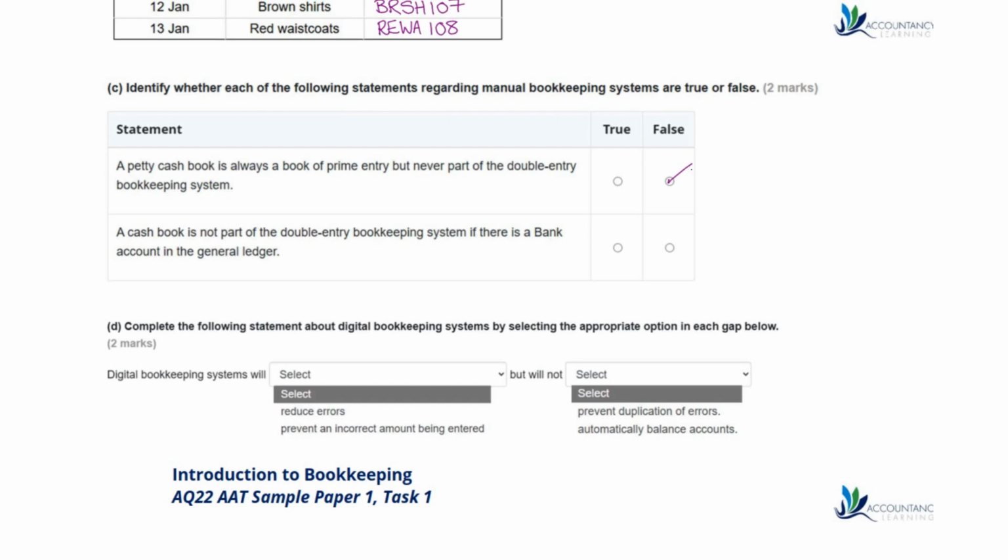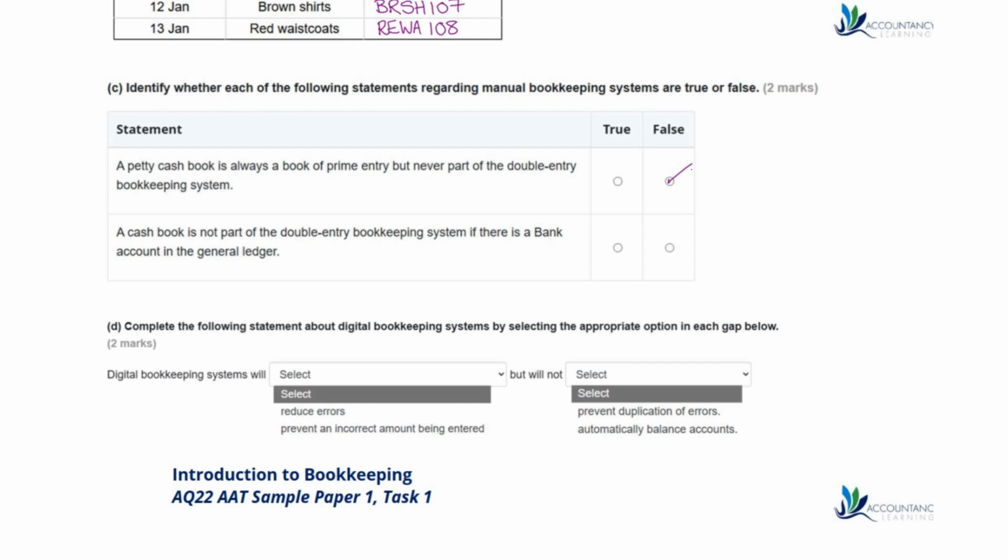So businesses have a small amount of cash that is used for small sundry expenses. So this has to be part of the double entry so that we can record the asset that we've got in terms of the cash, and then the other side in terms of either what's come in or gone out from that petty cash tin.